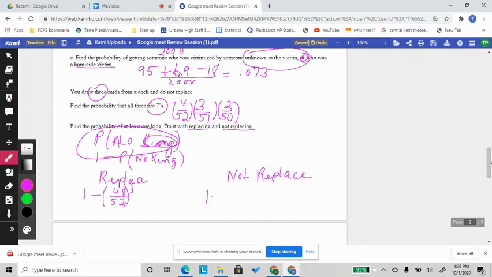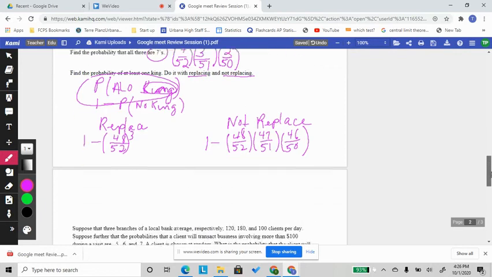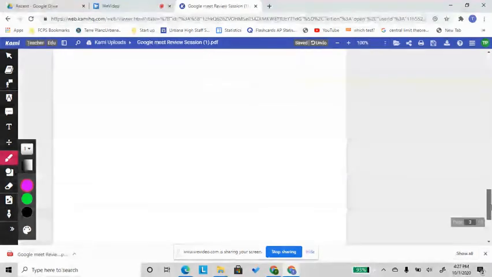Now, not replacing. 1 minus no king again. The first no king is 48 out of 52. The second no king is 47 out of 51. And then the third no king is 46 out of 50. And then you just do your decimal. So the at least ones are usually the 2 of the types that are the hardest to do. All right, last question.